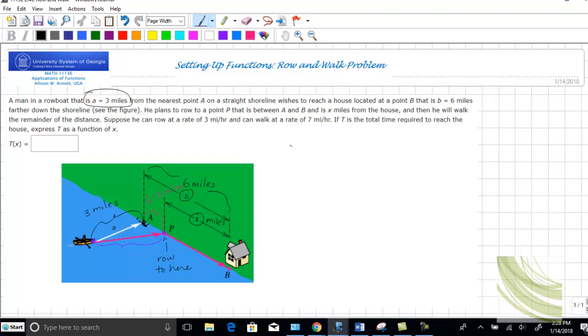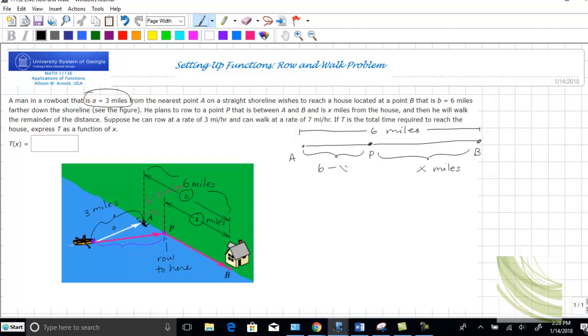So let's look at it like this. So we have A, P, B. So this was x. This whole thing is 6 miles. So this would have to be 6 minus x miles. Hope that makes sense to everyone.